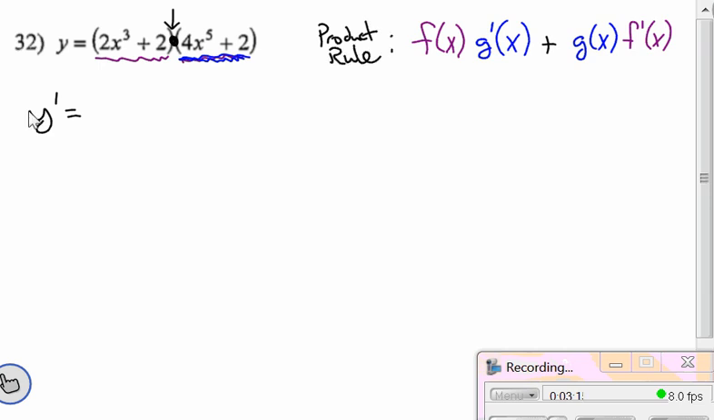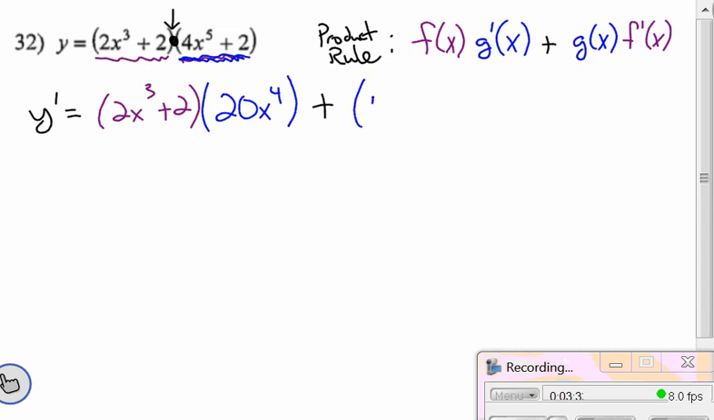Okay, so we have to do the first function as f of x. We'll consider it the purple function. Write it down as is, times the derivative of the second function, which is 20x to the fourth, plus the second function, write it down as is, the blue one, times the derivative of the first, or the purple one, which is 6x squared. That's it. That is the final answer.